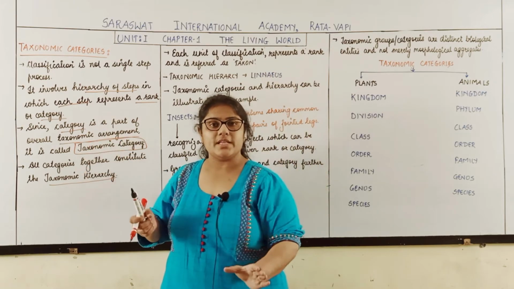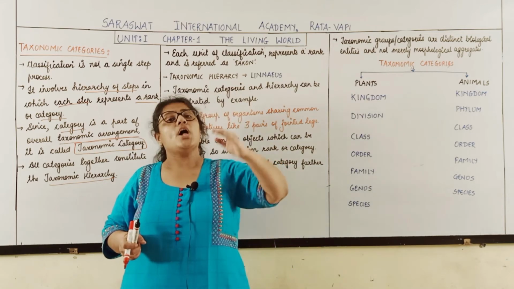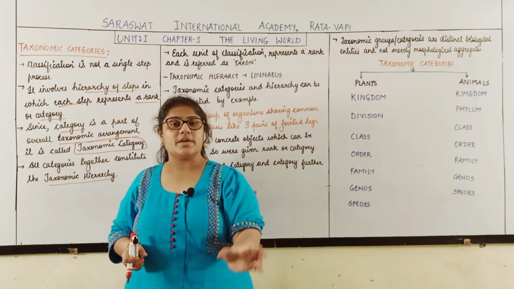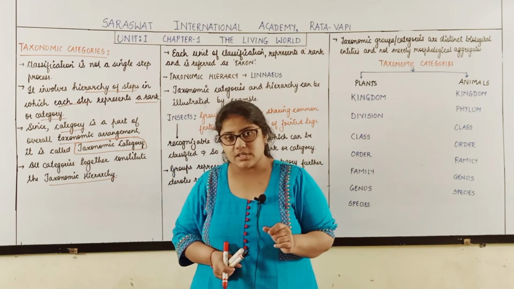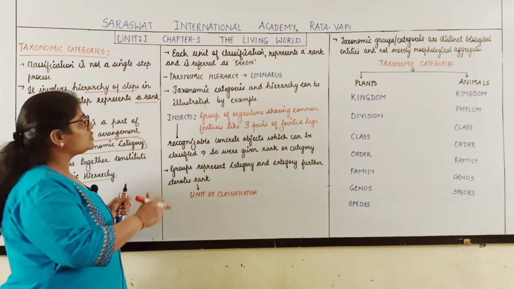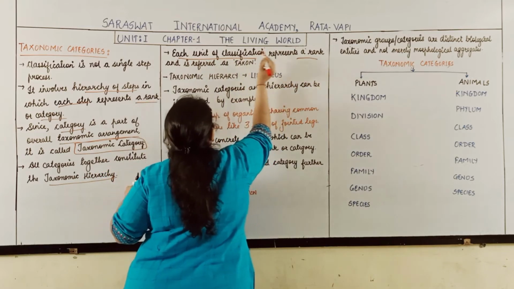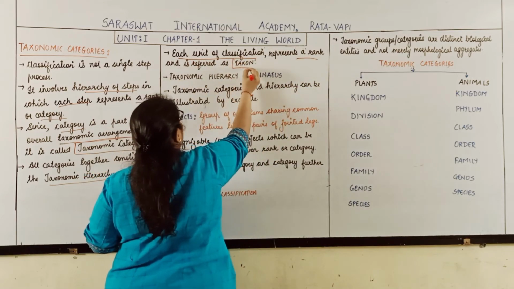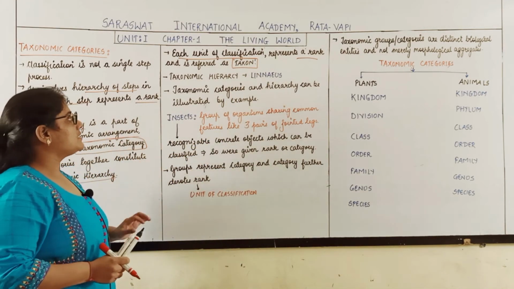All the steps together. What is each step called? Category, taxonomic category. All the taxonomic categories together are called what? Taxonomic hierarchy. Now students, each unit of classification represents a rank, and what is that rank referred to as? Taxon. So each step is called a taxon.